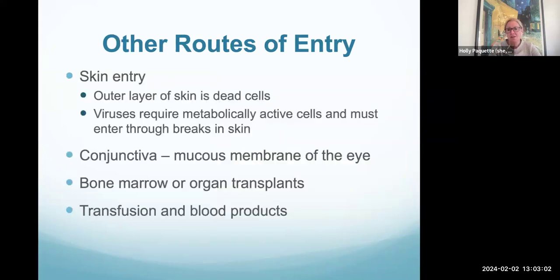The last few are ones that are slightly less common, but also can happen. We can have skin entry. So on the outer layer of the skin, we have dead cells. Usually that protects us. But if that virus can get in where we have cuts or breaks in the skin, that's often where they'll enter. The conjunctiva, right, the mucous membranes of the eye, is a place where viruses can enter. Also in bone marrow or organ transplants, if there was virus in the transplant, that could affect the recipient. And lastly, we can get them through transfusion and blood products. However, we try to do a lot of screening, so that's not as common as maybe it used to be.